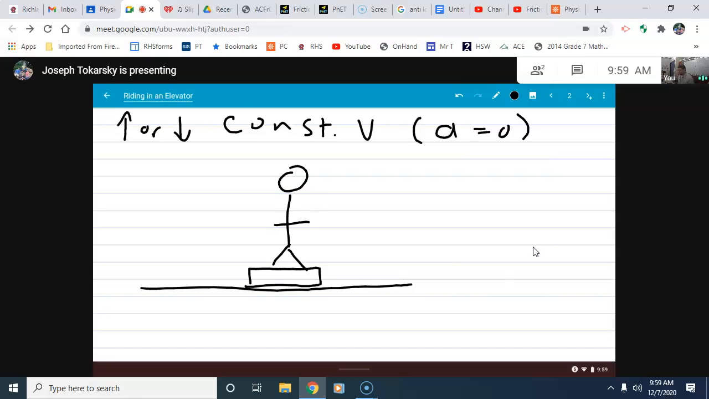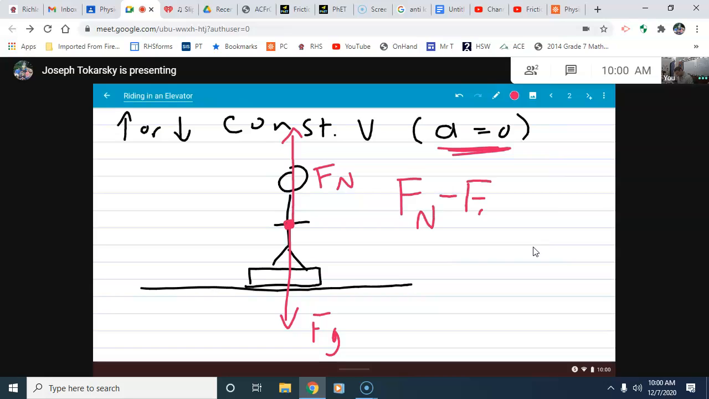A is still 0. Constant velocity means we're not speeding up or slowing down, right? So actually, we would have the same scenario as the last one. As long as it's a smooth riding elevator and it's not jerky, your weight still points down no matter what, and normal force still points up. And for the same reason, since A is 0, if we set up Newton's second law again, F net is the normal force minus the weight, and that again equals m times 0, which is all 0 on this side. And this again proves to me that the normal force equals the weight of the object.